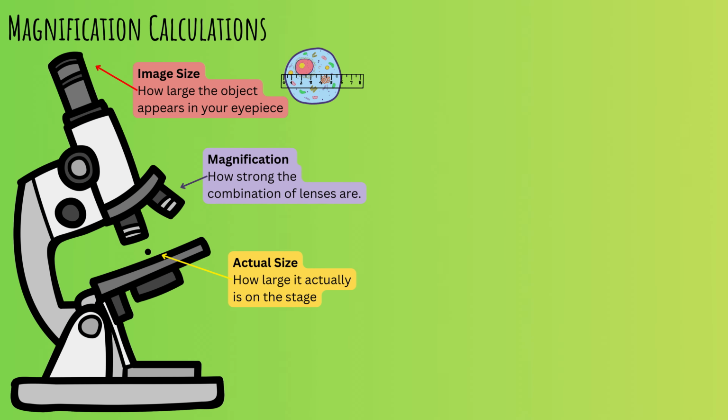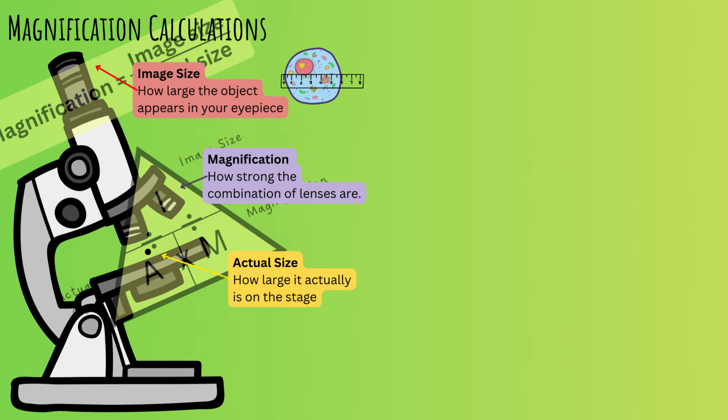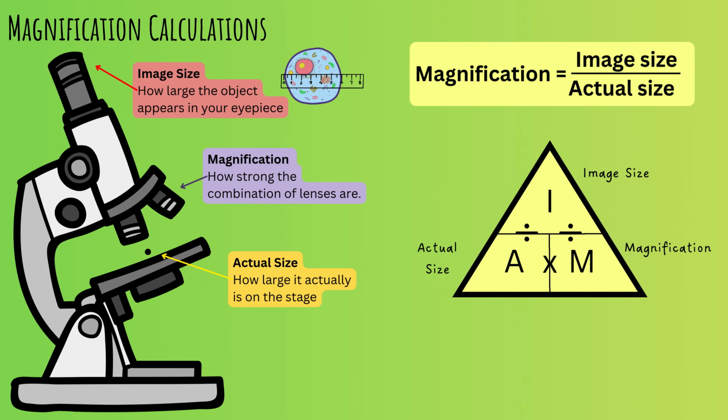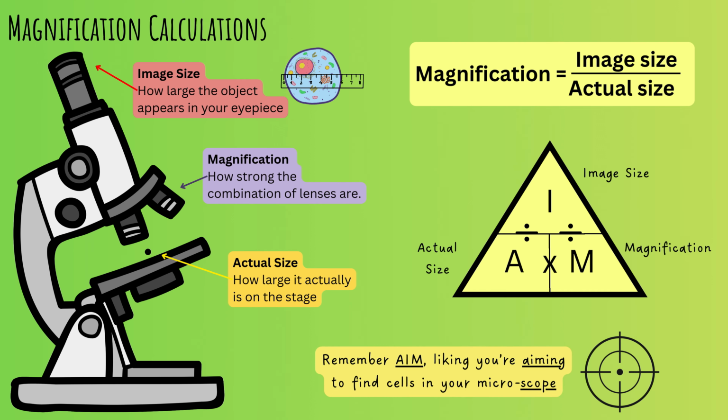Label this diagram of a microscope into your revision notebooks, and also make sure you record this equation. I find the best way to remember it is as if you're aiming your microscope at cells. Actual size, image size, magnification. They spell out AIM, as in aiming.